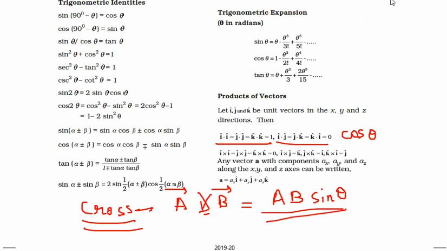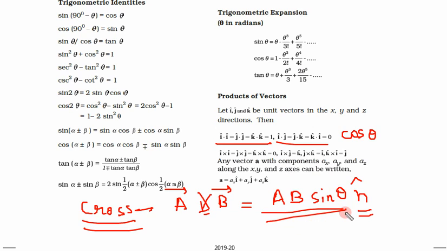But this is only the magnitude, and cross product is also called vector product, the vector product of two vectors. So that means this quantity must be a vector. This is only magnitude, so let us add some direction. This is unit vector n, which gives the direction of this magnitude.